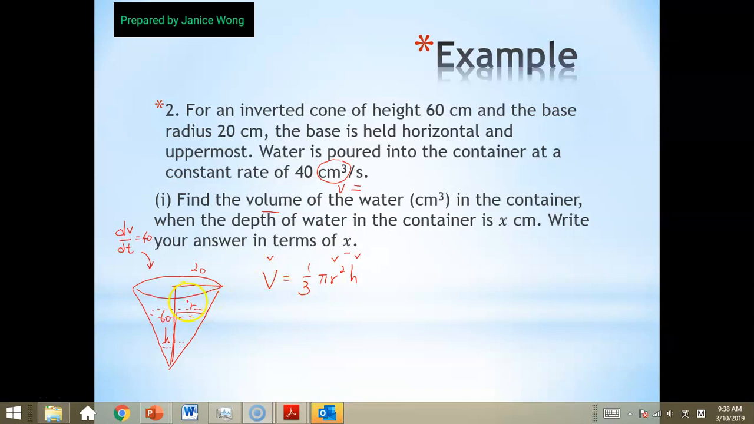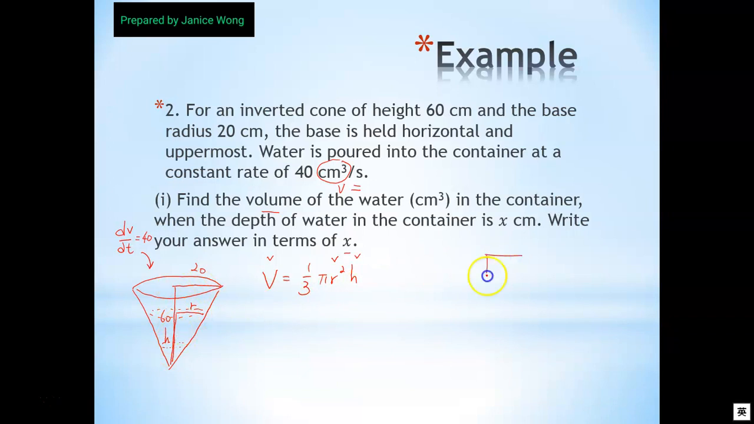So for an inverted cone, we can have a relation between radius and height. We have similar shapes. Do you see that? There are two similar shapes here. The bigger triangle and the smaller triangle. The bigger triangle is 20 for the radius and 60 for the height, given by the question.